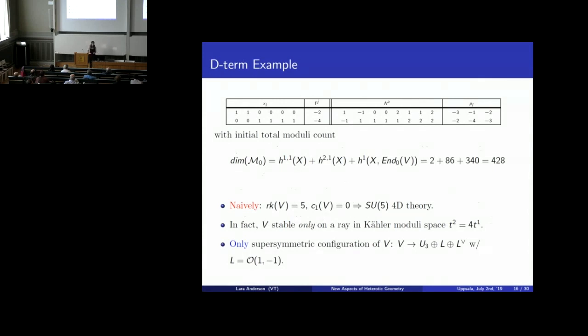However, a closer inspection of this bundle shows that this is actually only stable on a ray, a one-dimensional ray within its two-dimensional Kähler moduli space. So you have one fewer degree of freedom than you might have thought in this case. In fact, despite the fact that you're writing this as a general monad bundle, the only supersymmetric configuration of this bundle is for it to split as an object with c1 equals 0 and rank 3, plus the sum of a line bundle and its dual.